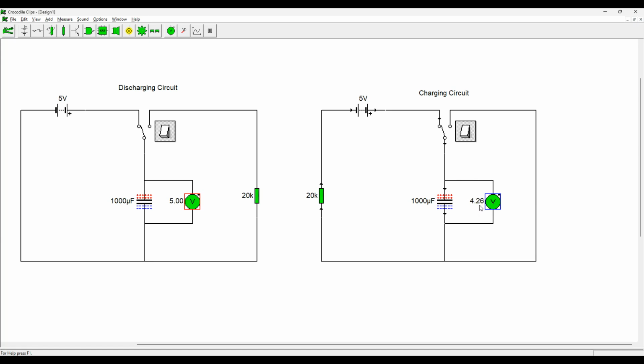As we get closer and closer to the voltage of the power supply, you'll notice that the rate of charge decreases. It is now charging very slowly. At first, it was charging very quickly. This is because it gets harder and harder for more electrons, more negative charges, and also more positive charges to fit onto the plates.